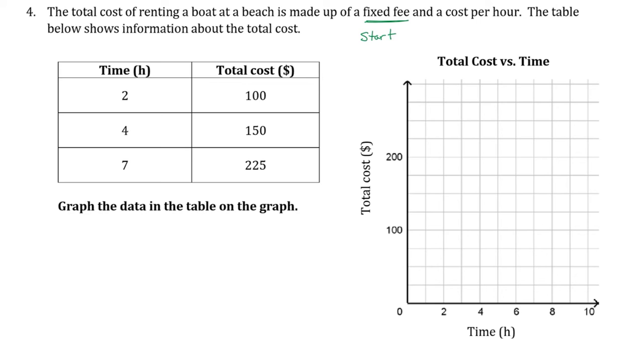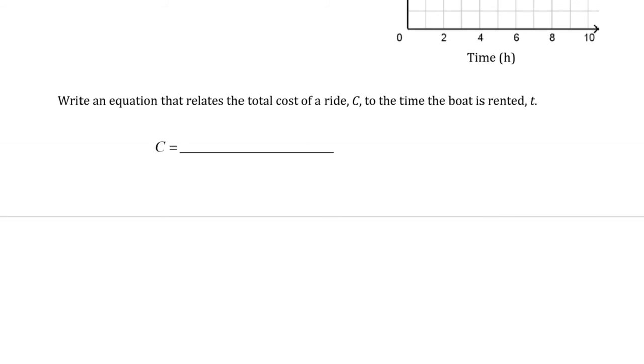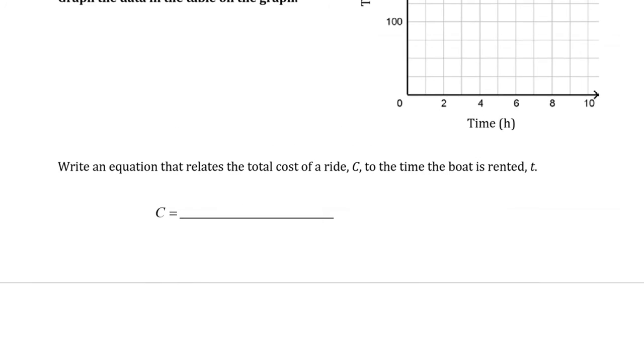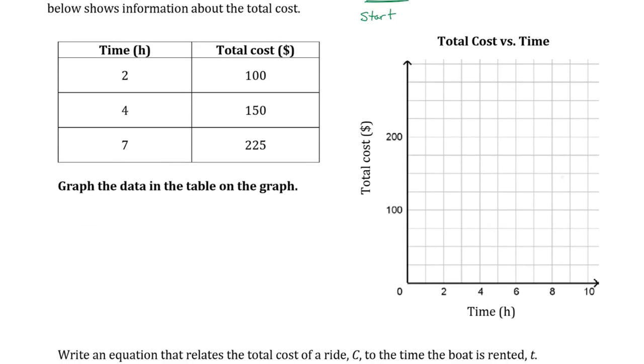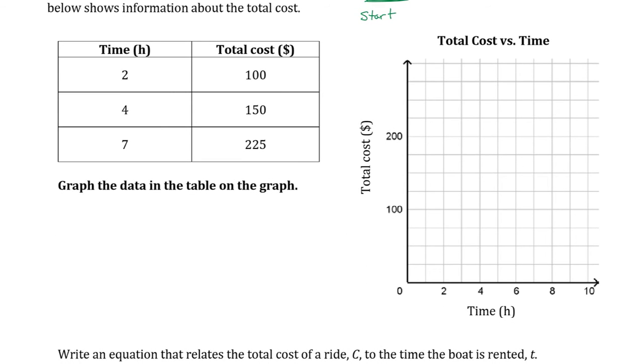Graph the data in the table on the grid provided. Write an equation that relates the total cost of a ride C to the time the boat is rented. So hopefully we remember some of the graphing that we did before, and I can go ahead and graph this quickly. At 2 hours, it costs $100. And where do those two meet? Right there. At 4 hours, it was 150.